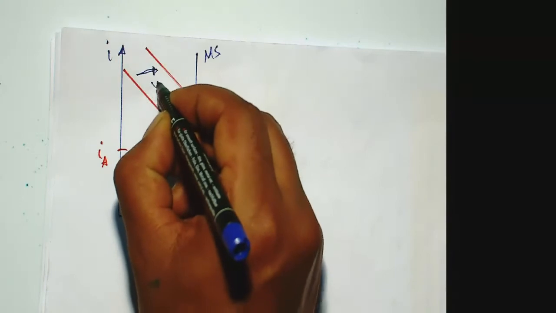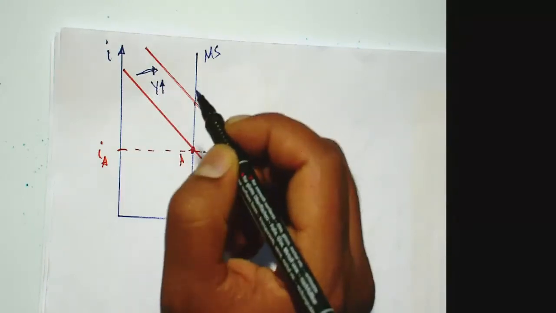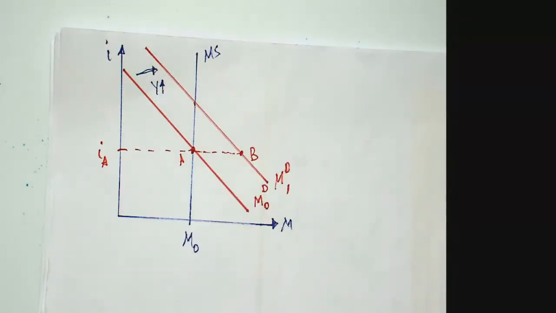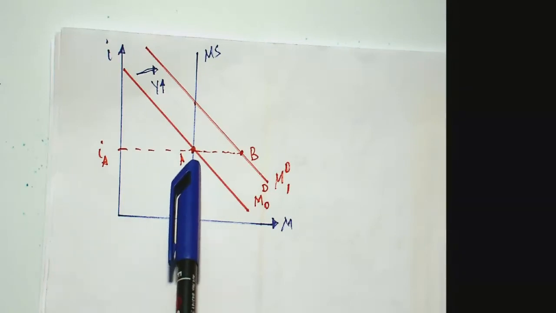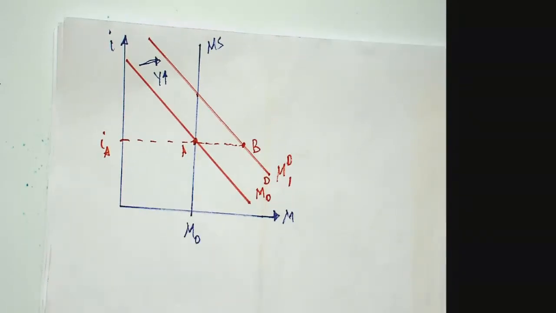This increase in income resulted in an increase of aggregate demand. Money demand is part of our aggregate demand, so money demand shifted to the right. If money demand shifts to the right, as you can see at our interest rate IA, money supply is actually lower than money demand. Money demand increased, money demand is greater than money supply.